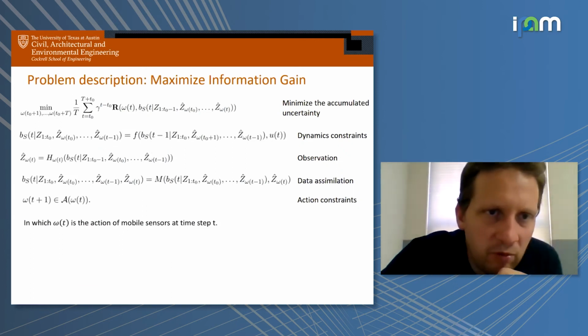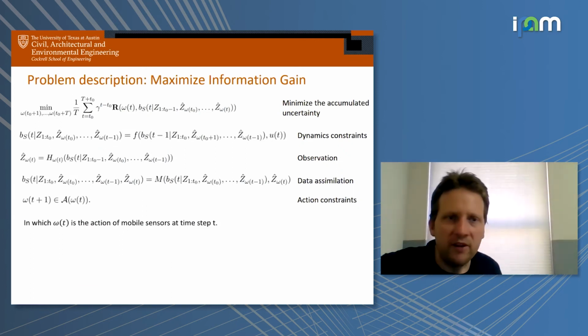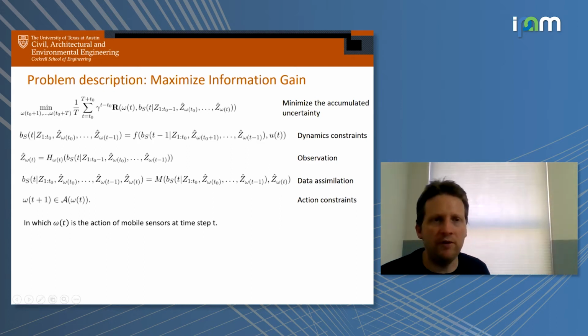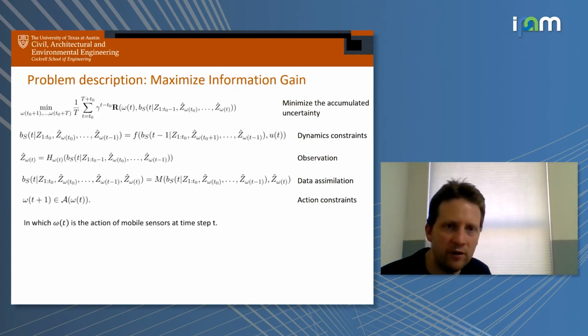Here, the problem that we want to describe will be summarized in this formula. So this is the formulation of the optimization problem. Omegas are the actions here. So we have a certain action set. We have a bunch of UAVs that are at different locations. And what we want is to decide independently what each UAV is going to do in the future. So what we try is to minimize the accumulated uncertainty over some time.